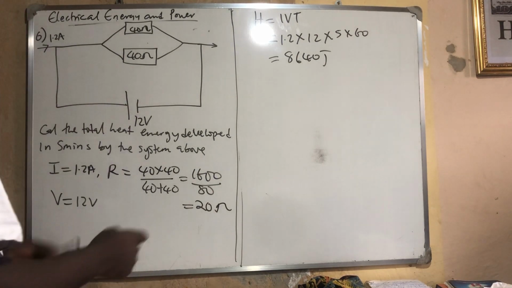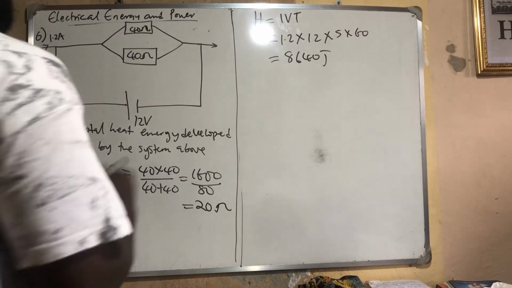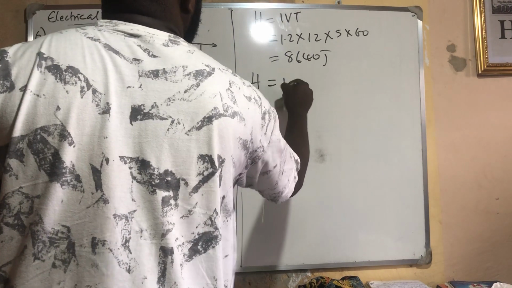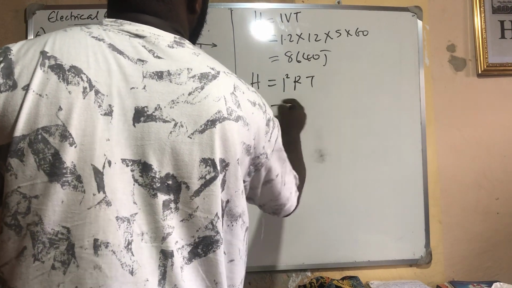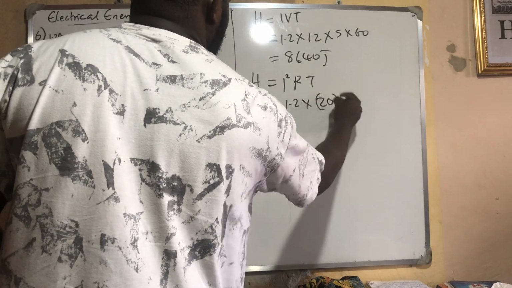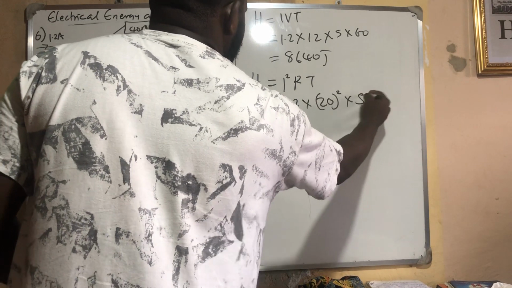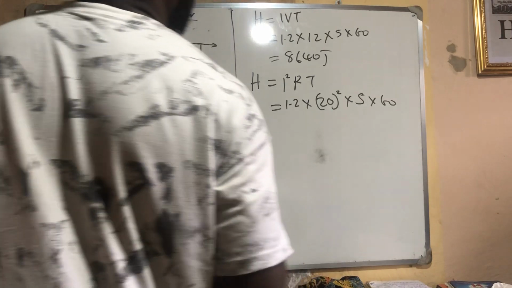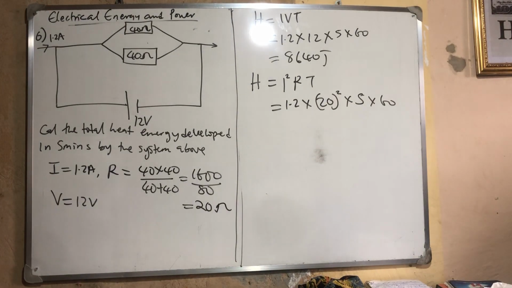That is that. If you decide to use your resistor, you still get the same answer. I have that H is equal to I squared RT, which is 1.2 times my R, 20, all squared, times my time, 5 times 60. Are we going to get the same answer? That's the problem.